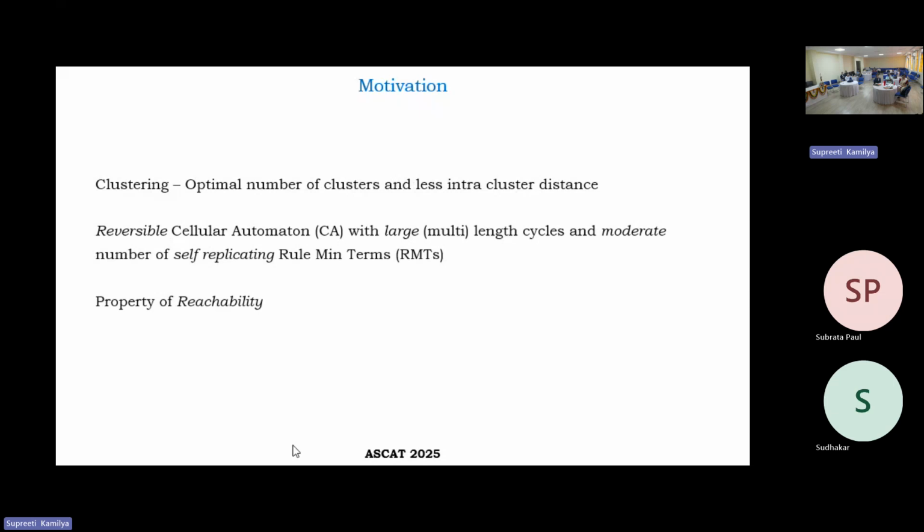Till now we mainly targeted the use of reversible cellular automata for the domain of clustering. The reason is the property of reachability, where every configuration in a cycle is reachable from all the configurations within that cycle. Specifically, we previously targeted large-length multi-length cycle CAs, which we can get in reversible CA. Moreover, we are mainly focusing on the number of self-replicating RMTs also. If it is more, that means almost all, then definitely it's not suitable for the clustering problem.